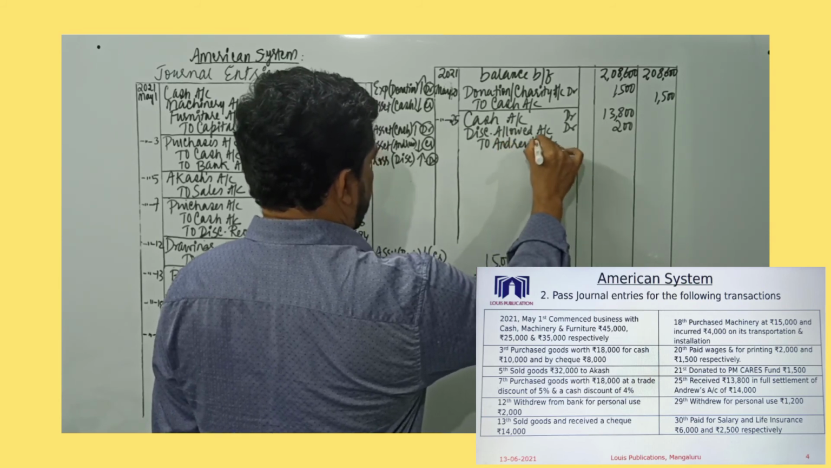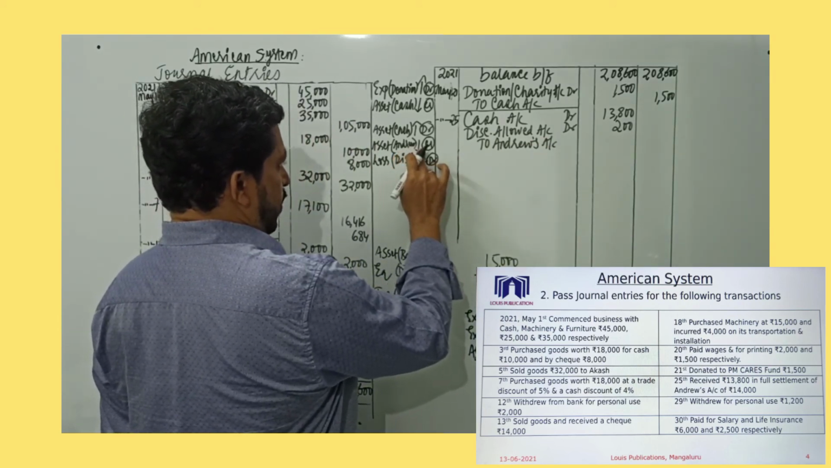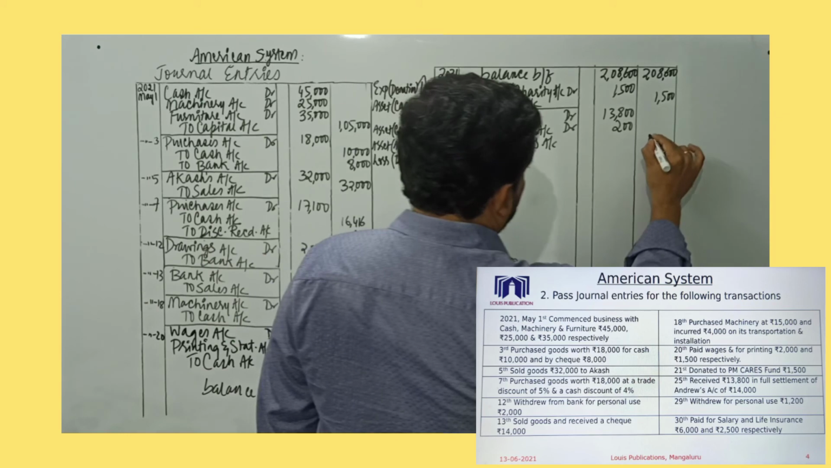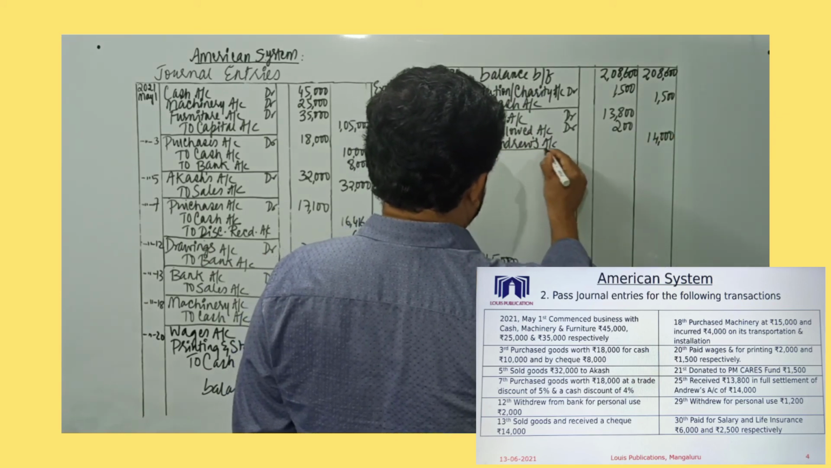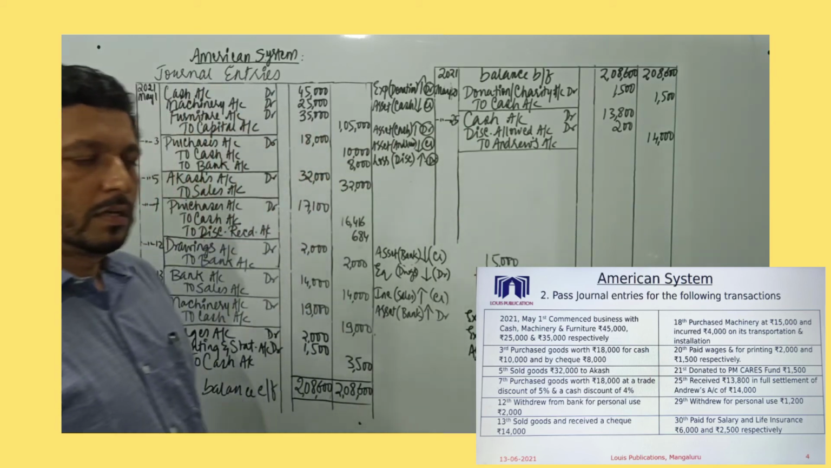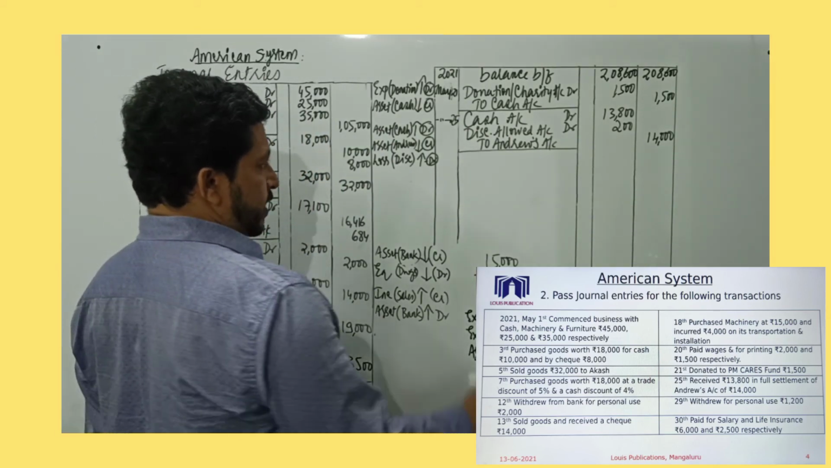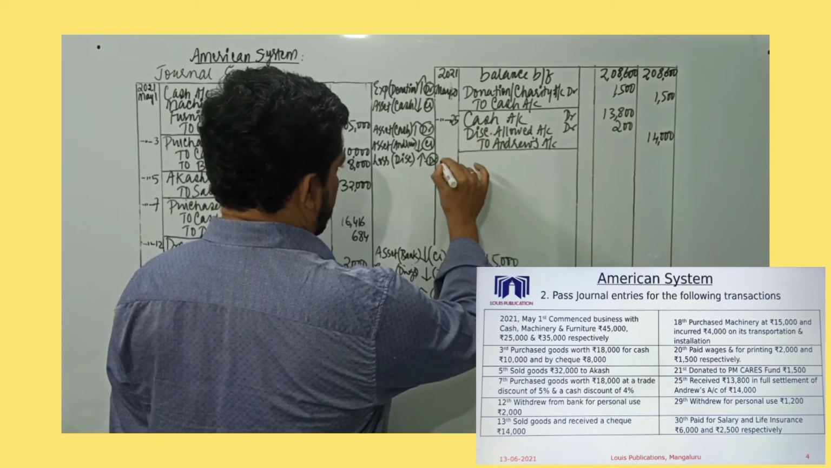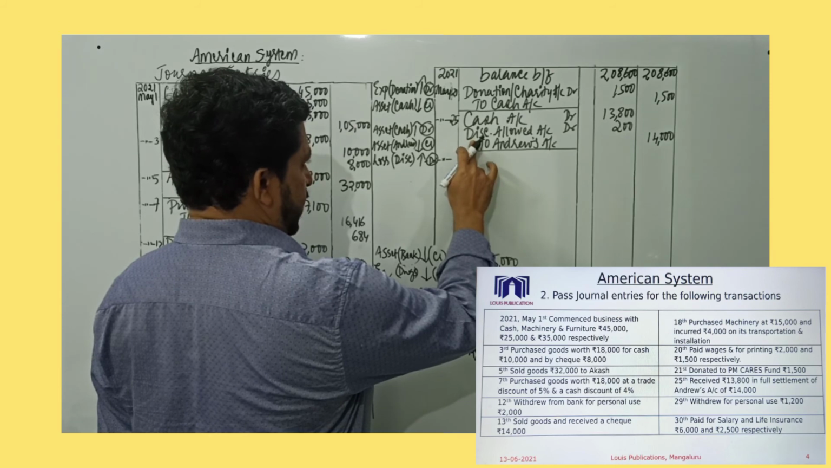Andrew's account. Andrew is a customer, remember? He is a debtor, so there is a decrease in his value, and his account will be closed. 14,000 rupees. You can write the narration being amount received from Andrew in full settlement of his account. So Andrew's account will be closed. The difference of 200, which is not received, is a discount.